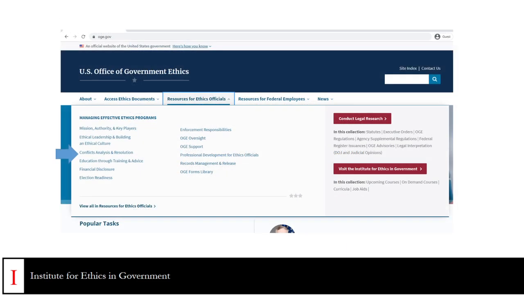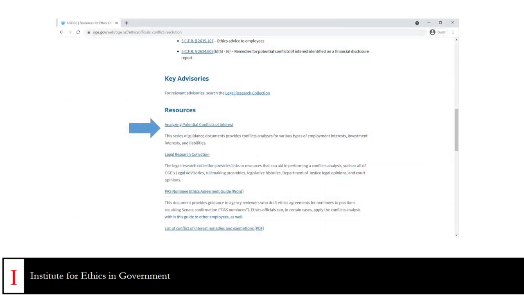Which brings us to the next part of the process, figuring out if there's a possibility for conflict of interest and thinking about exemptions. For this, we need to go to a different part of OGE's website. We want to look at conflict analysis and resolution under resources for ethics officials. And again, if we scroll about halfway down the page, we get some resources. And the resource we're looking for is analyzing potential conflicts of interest.